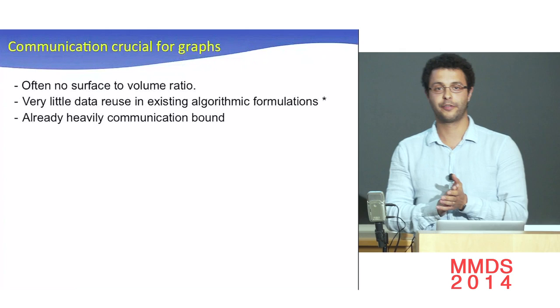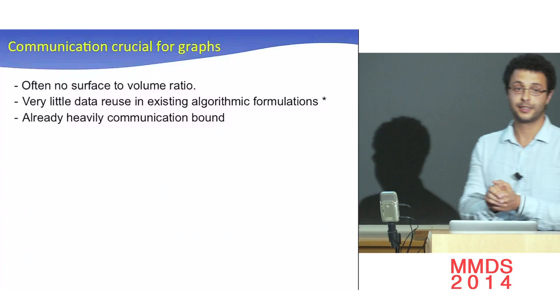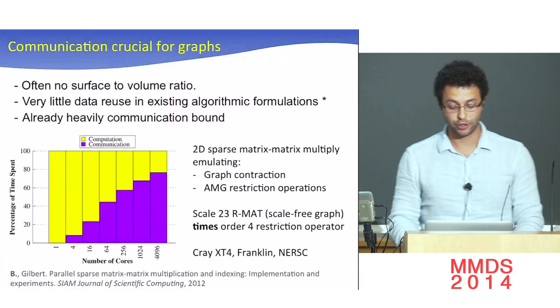You get your problem bigger, and the cost of doing communication goes down naturally. That doesn't exist in graphs. That makes minimizing communication in graphs significantly more crucial.